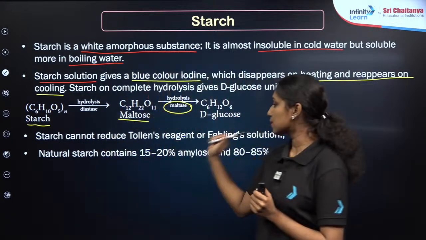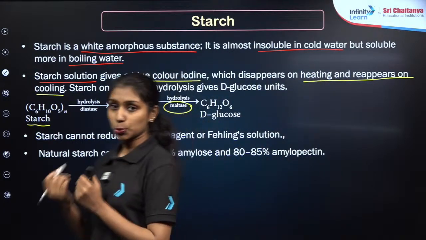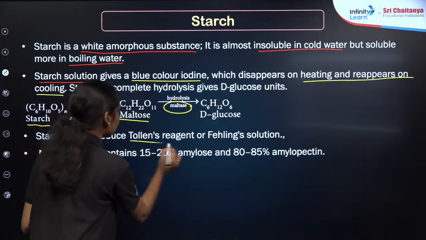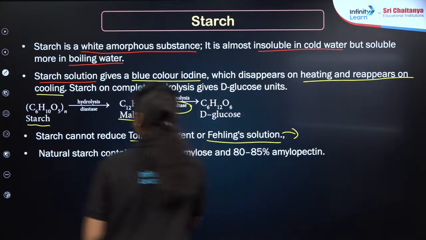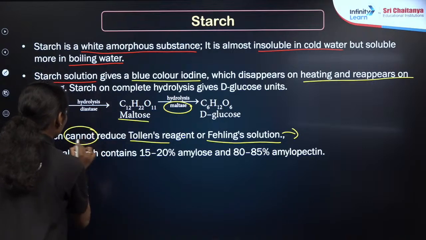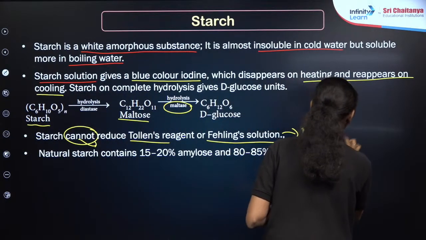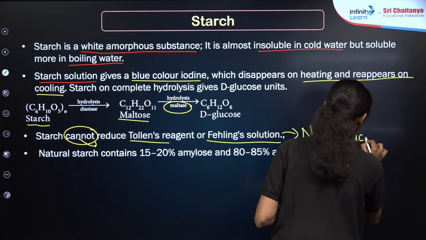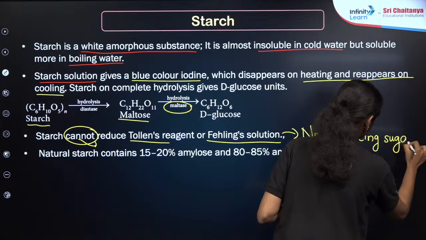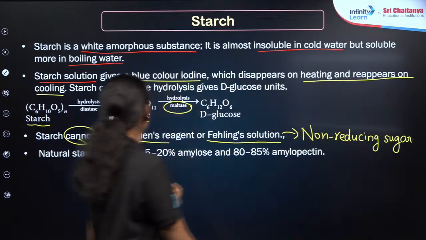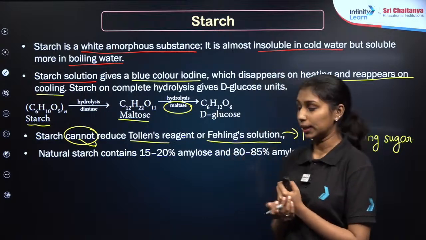It will produce glucose. Now, is starch a reducing sugar? It cannot reduce Tollens reagent and Fehling's solution, which means it is a non-reducing sugar.